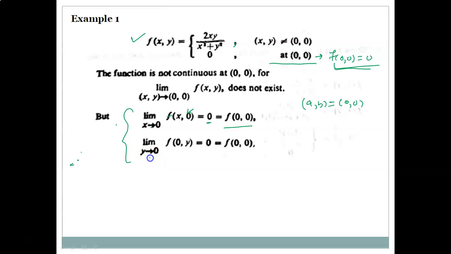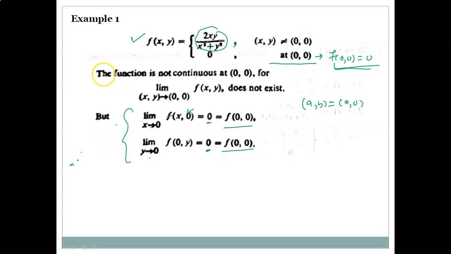Similarly, for the second case, limit y tends to 0, f(0,y). When you are fixing x equal to 0 and keeping y as variable, now it becomes a function of the single variable y. And you substitute the limit y tends to 0 here according to this expression. You will see that the value again comes out to be 0. And of course, this is equal to f(0,0). So what is happening here? Here, the limit of this function exists if you are considering it as a function of a single variable and you are fixing the other variable.